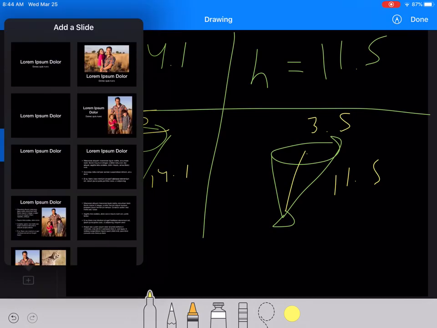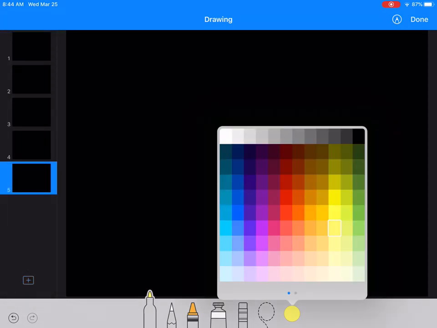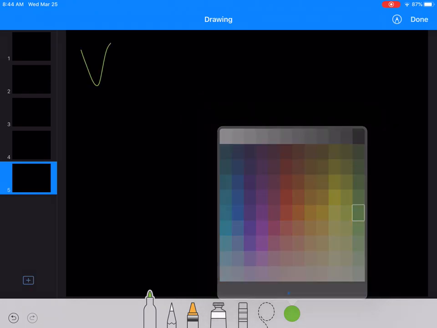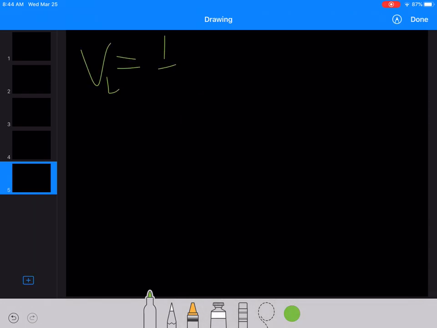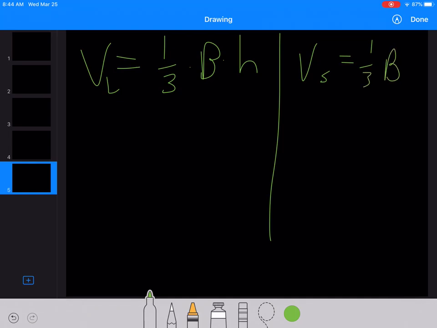Alright, so let's go to another slide. Let's just do both volumes at the same time. Volume of the large cup is 1/3 capital B times H. Volume of the small cup, 1/3 capital B times H. Alright, so capital B here is the circle, since they're cones. So we're going to have 1/3 pi r squared times h. And that's the h we just found with the Pythagorean theorem.